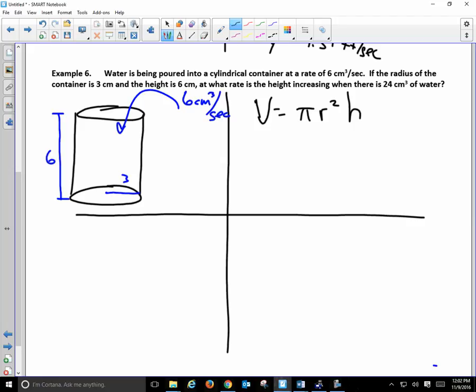Now what do you want me to do? Okay, I know what h is. Says the height is 6. Now, the height is 6 of the container, right? But is that the height of the water? No, are we wondering about the water or the container? We're wondering about at what rate the height of the water is increasing. So therefore, I will not use the height is equal to 6. I know r. The radius of the water is 3. I know the volume, 24. And I know v prime is 6.